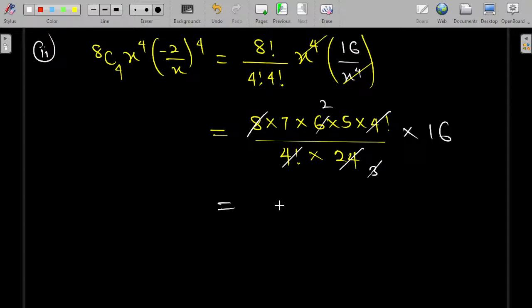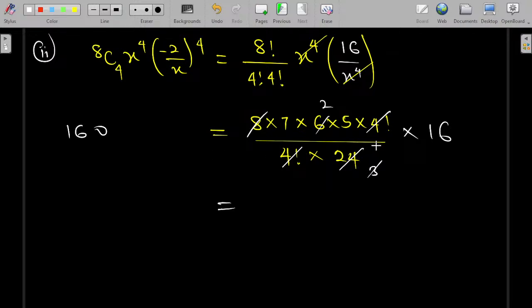So we just have 7 times 2, which is 14, and 14 times 5 is 90. So we have 90 times 16. Okay, is that 90 or 70, please? Look at it. 2 times 5 is 10. 10 times 7 is 70. Please, not 90. That's 14 times 5 is actually 70, not 90.